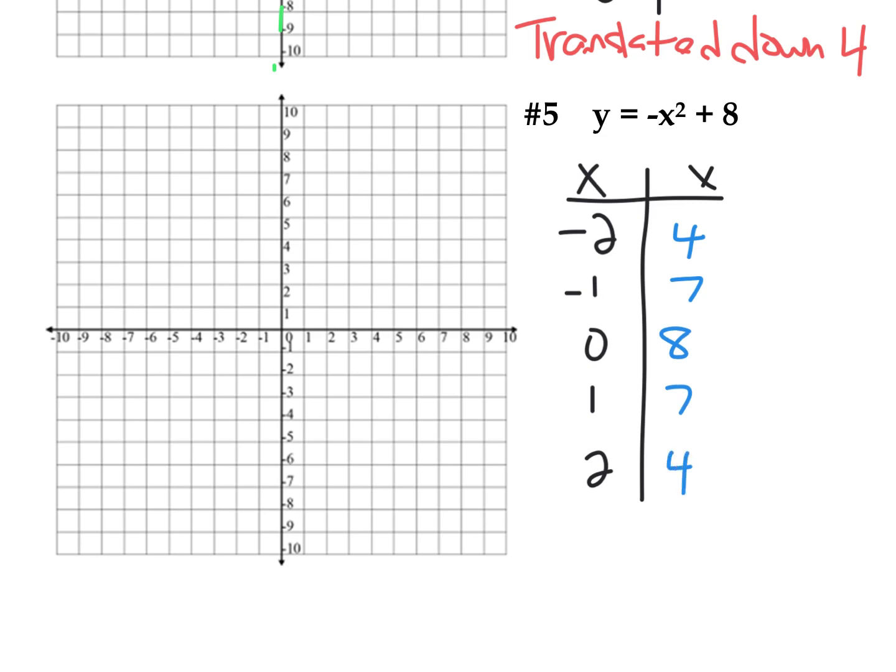So I plug those values in. I got my y values. And now, looks like an x again, that's a y. So now I can plot these points. So I have negative 2, comma 4, negative 1, comma 7, 0, comma 8, 1, comma 7, and 2, comma 4. And I can draw my parabola through those points.